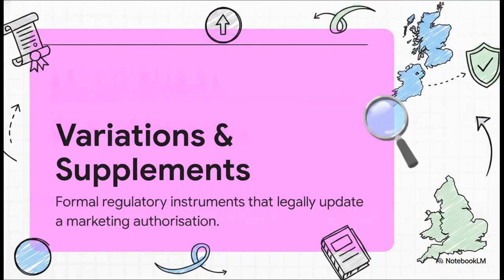Okay, so the absolute most crucial point to grasp right out of the gate is that a regulatory change to a licensed product is made through very specific formal instruments. We're talking about variations in the EU and UK or supplements over in the US. These are the tools that actually legally update your marketing authorization. Because, listen, internal approval, yeah, that's never enough. You have to formally update the license. And you've got to keep pace with evolving frameworks to do this right too.